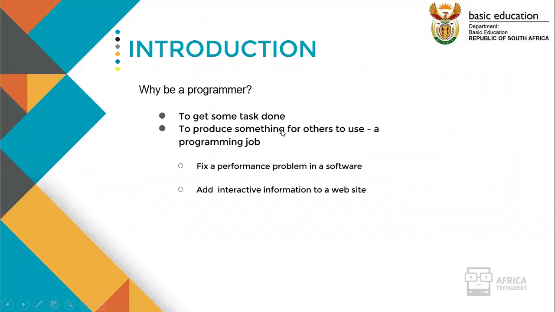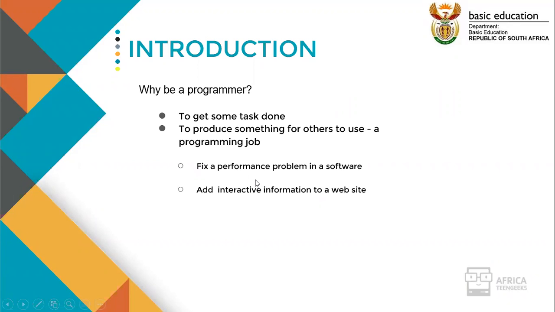But before we go to that part of it, let's start with a bit of introduction. Why be a programmer? Well, if you want to become a programmer, it's because you want to get a task done. You see that there's a problem somewhere and you want to try and help or fix it. To produce something for others to use, a programming job. Fixing a performance problem in the software.